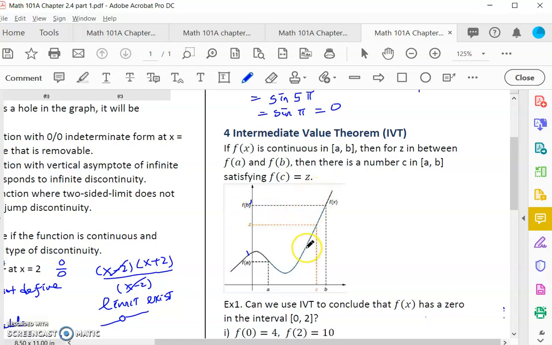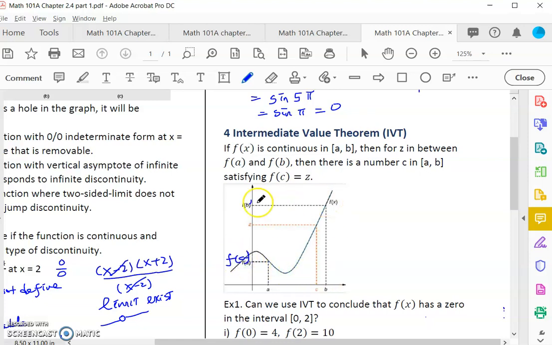So what happens is, let's say, look at this graph, f of x is continuous in the closed interval from a to b. No breaks, no jumps, very smooth. It can fluctuate up and down, but at a we have f of a. So this is f of a. It's very small.